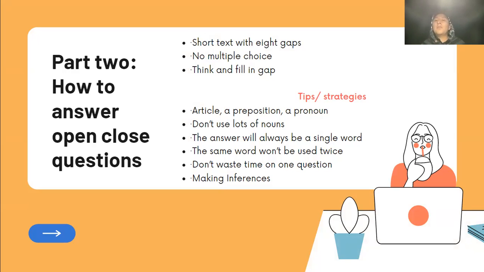Tips and strategy of the example is keep in mind that the missing gap is likely to be an article, preposition, or proper noun. Also, do not choose any nouns because sometimes nouns are not the answer. Also, remember that the answer will always be a single word. The answer that you use will not be repeated twice. Also, if you don't know, just move on to the next. Thank you, teacher. Next slide.